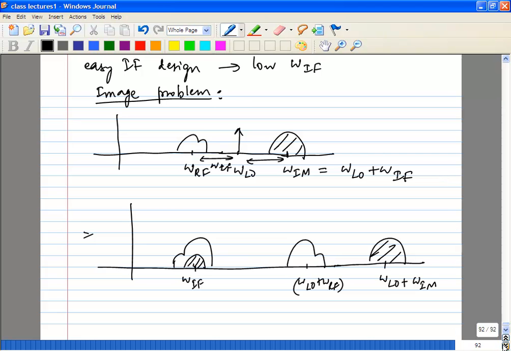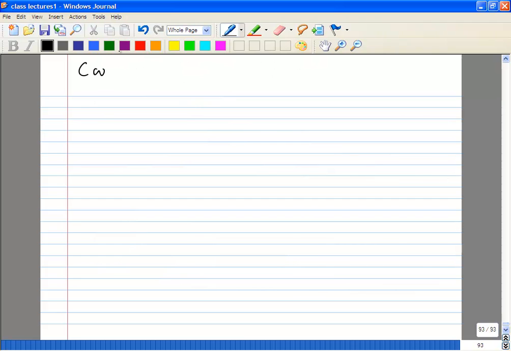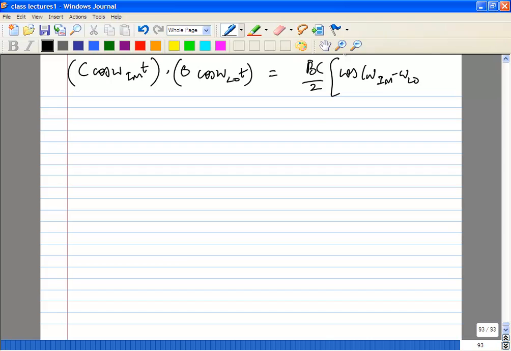So let's look at the mathematics. Let's say that some other signal has amplitude C, C cos omega IM t, and again you're going to get BC over 2. One of the reasons you're getting this is because cos of omega IM minus omega LO is the same as cos of omega LO minus omega IM. That's the reason why you're getting this problem. That is called the image.